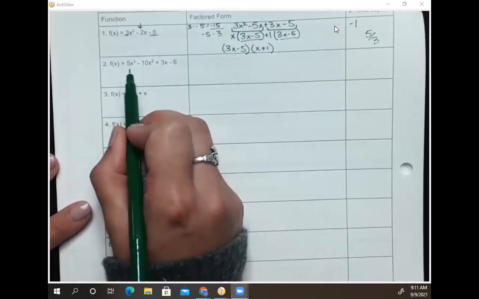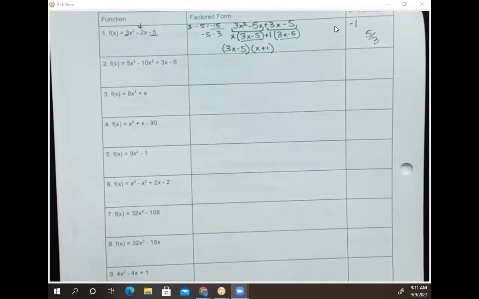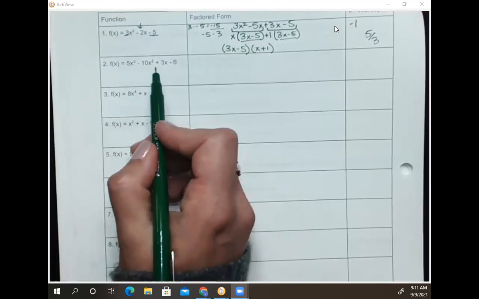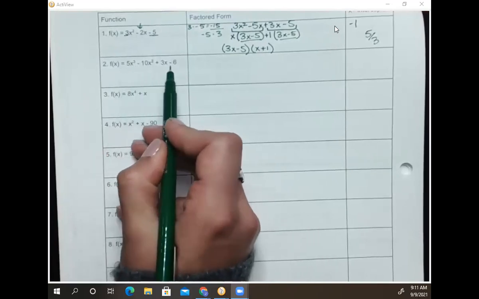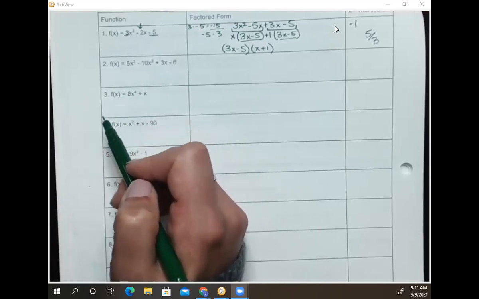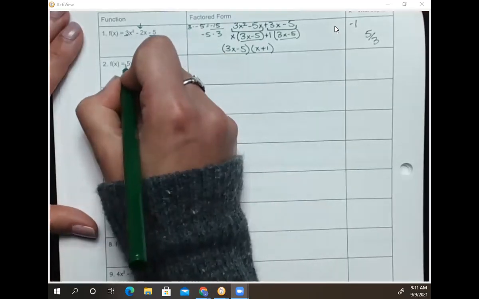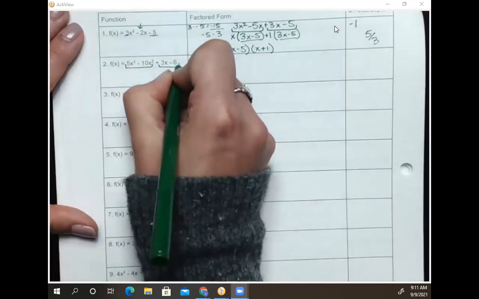How about number 2? Grouping, yeah. First thing I always want to look for is a GCF, but we don't have a common factor for all of these terms. So since it's 4 terms, we're going to use grouping. There's my first group and there's my second group.